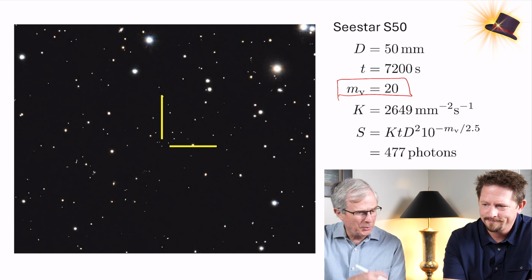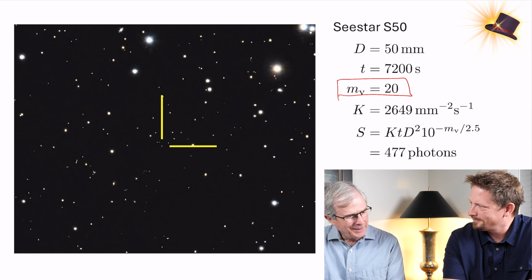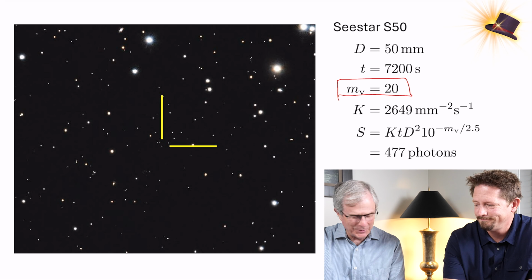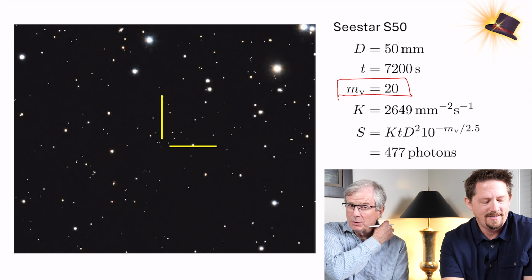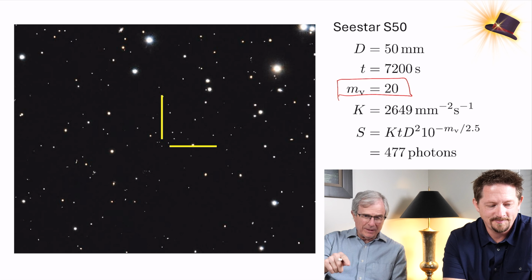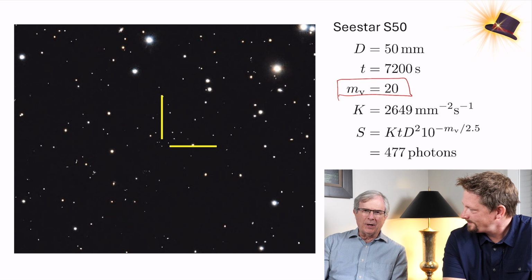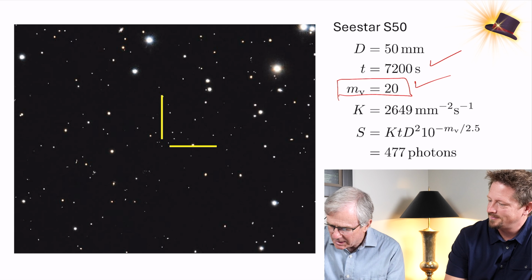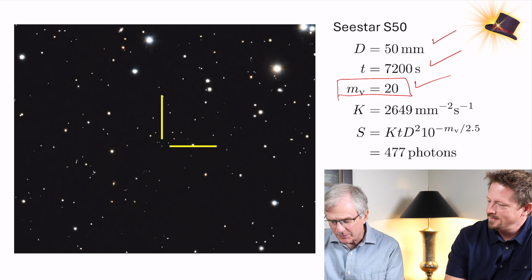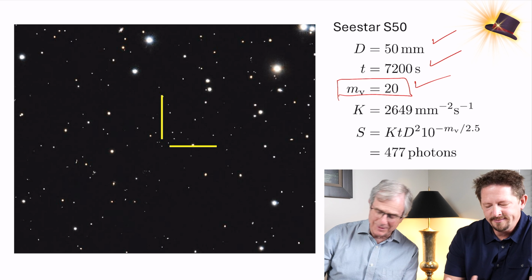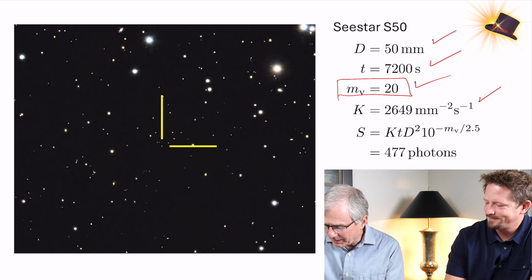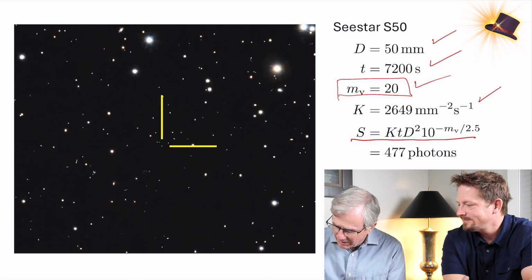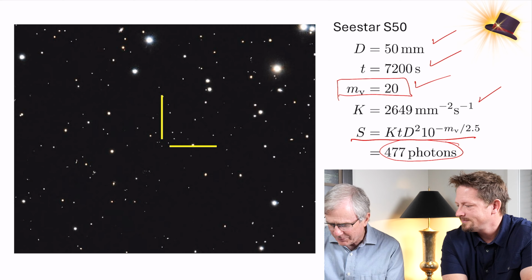Pluto is about 14th magnitude, 13.7 I think, and this is way, way dimmer than Pluto. So when you talk about the magnitude limit of a telescope, that's not a calculation for astrophotography. That's for visual astronomy. So this is the galaxy that we looked at for 2 hours through the Seestar. It has an aperture of 50 millimeters, which is not a very big aperture. And here's our number K that we derive in the book. Here's our S. You plug all these numbers in and you get 477 photons.